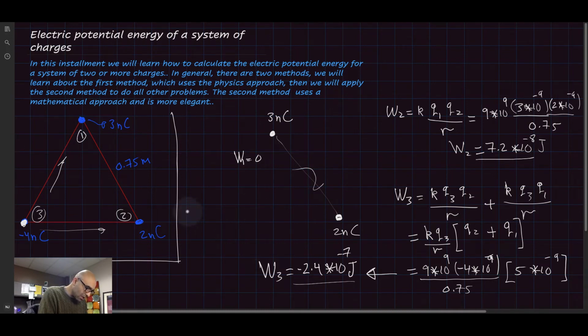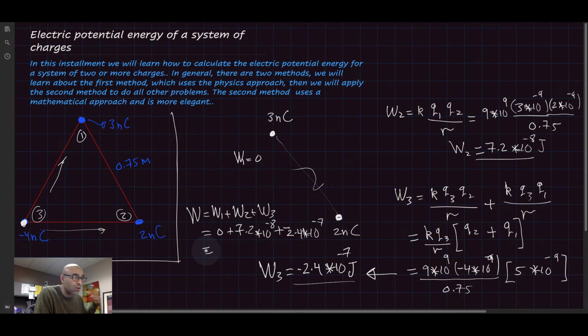So I'm going to call this W is equal to W1 plus W2 plus W3, and W1 is 0, W2 is 7.2 times 10 to minus 8, plus W3, which is minus 2.4 times 10 to minus 7. And once we add all of this, we get the total electric potential energy, or the work, is equal to minus 1.68 times 10 to minus 7 joules. So that's the answer for this problem.